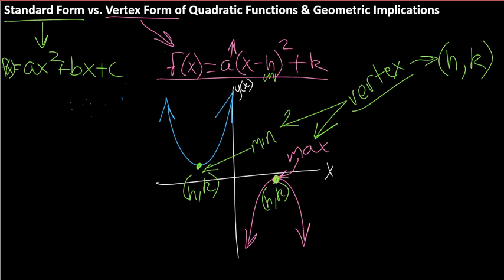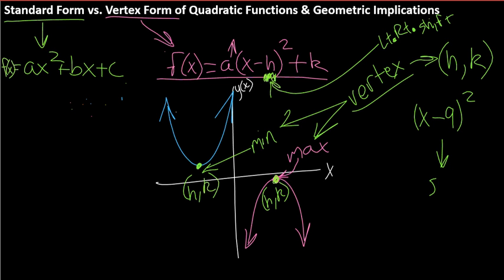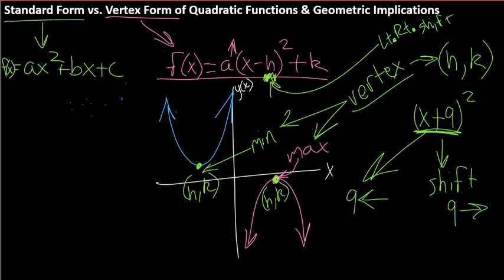is h. If you remember from transformations of the absolute value functions, h is like our left or right shift, right? If we have, for example, x minus 9 squared, this would be a shift 9 to the right. If it was x plus 9, however, that would be a shift 9 to the left. Okay?